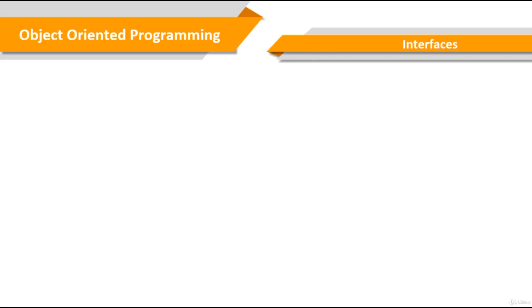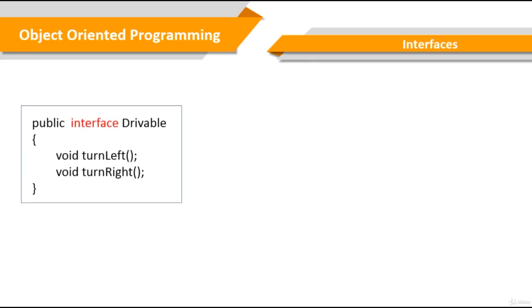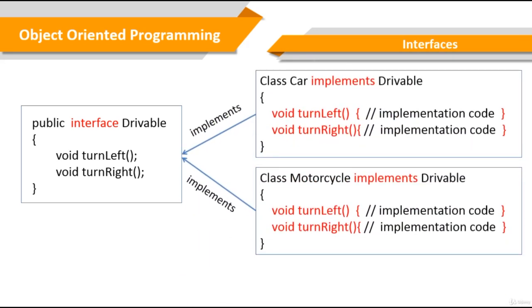So basically, an interface simply is saying, I can do these things, right? So we give a promise to the compiler, so to speak. So in our example, we first define drivable as the interface. This interface has two methods named turn left and turn right with no body, right? Car and motorcycle are the classes that implement this interface. So it means that both of the classes can turn left and can turn right.